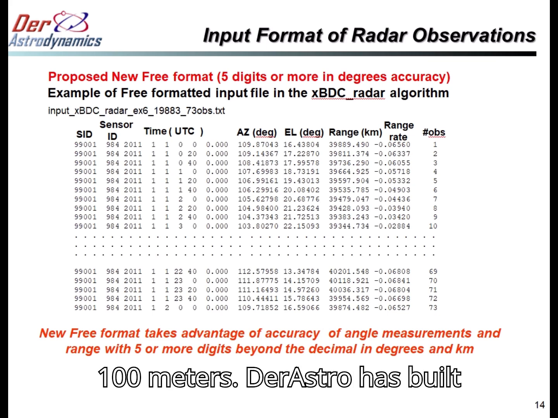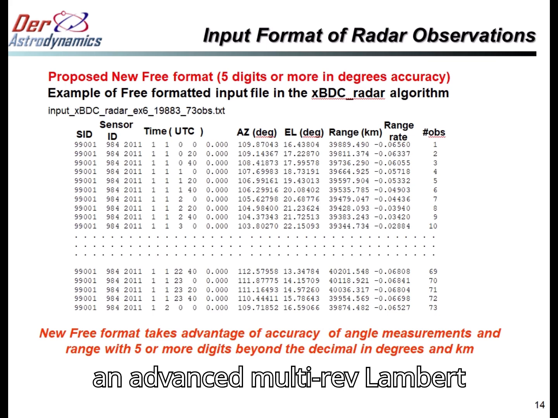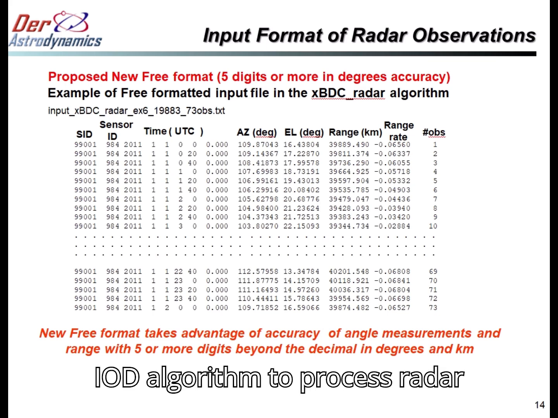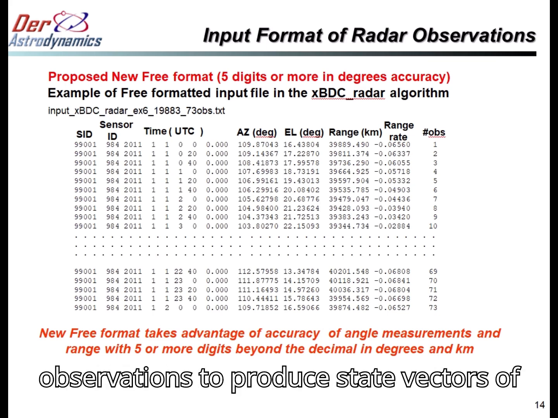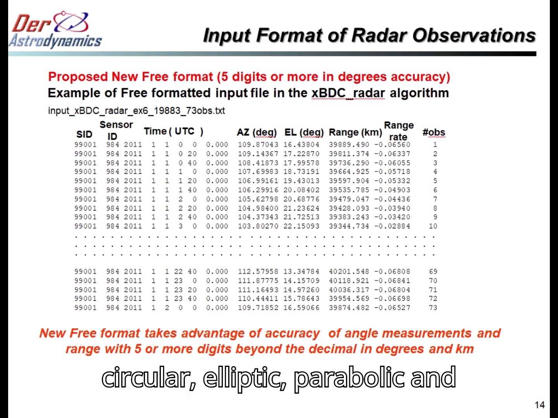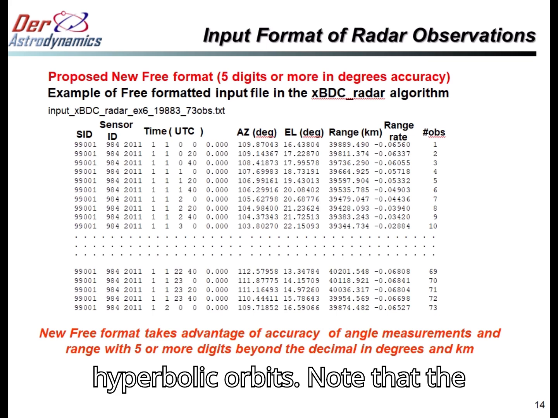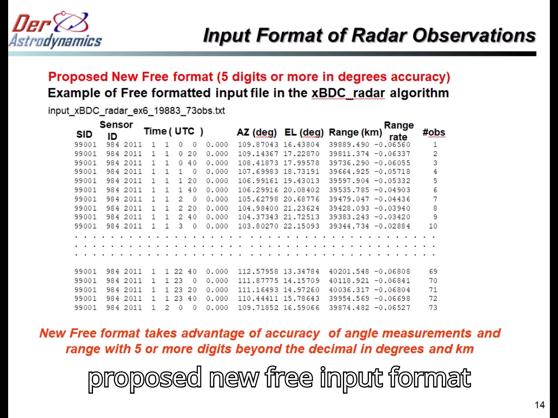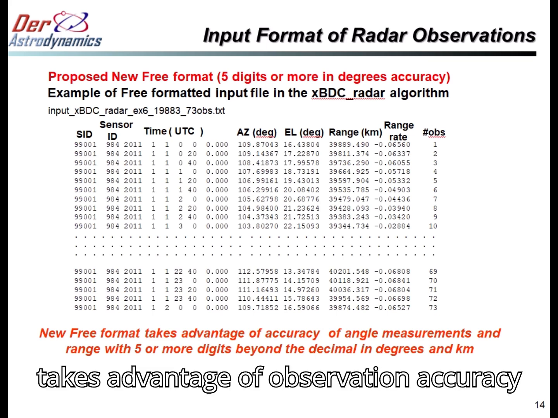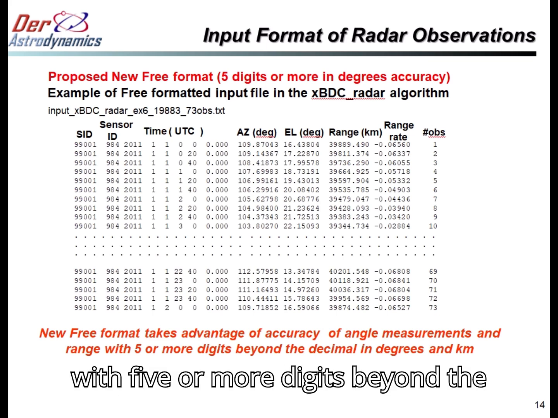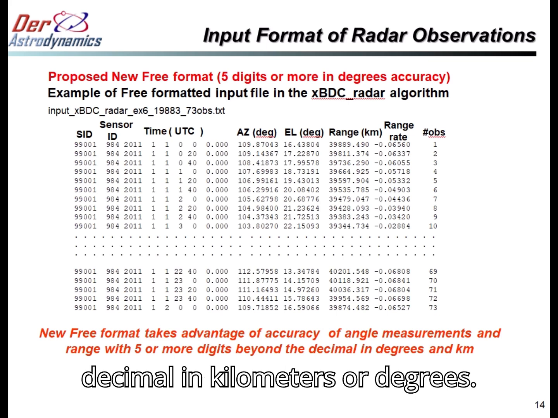The De Astro has built an advanced multi-web Lambert IOD algorithm to process radar observations to produce state vectors of circular, elliptic, parabolic, and hyperbolic orbits. Note that the proposed new free input format takes advantage of observation accuracy with 5 or more digits beyond the decimal in kilometers or degrees.